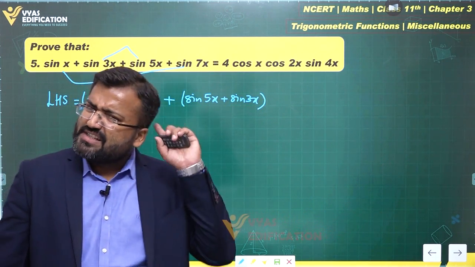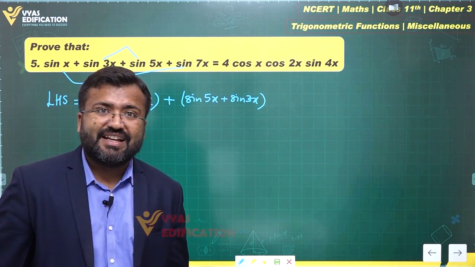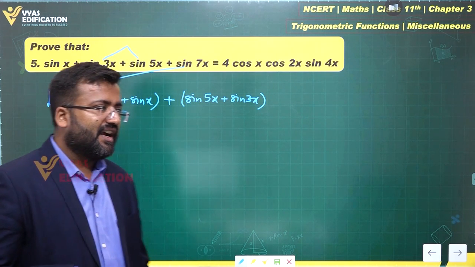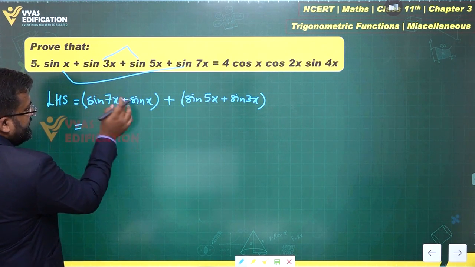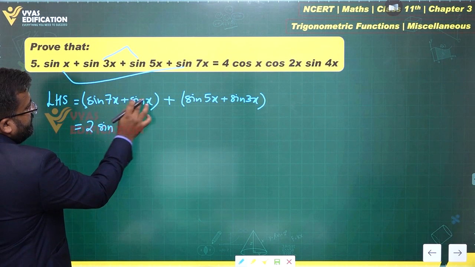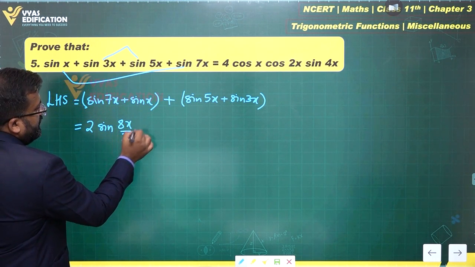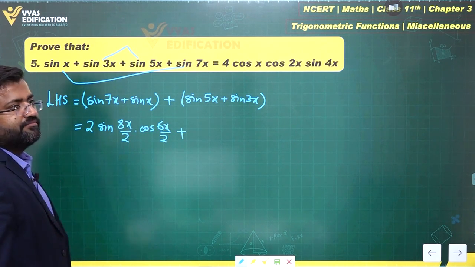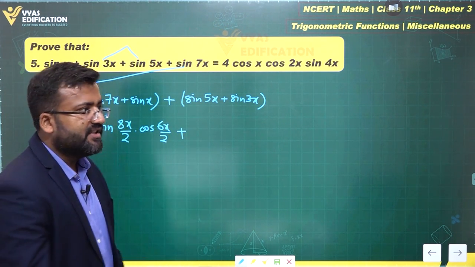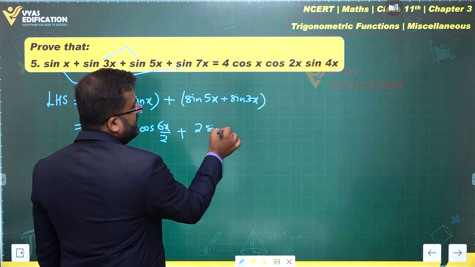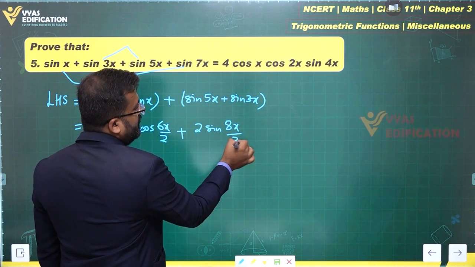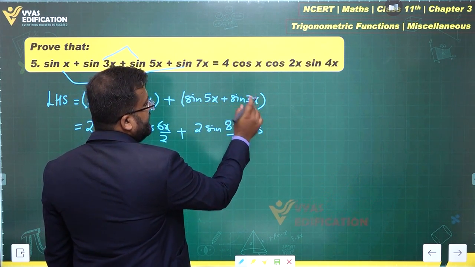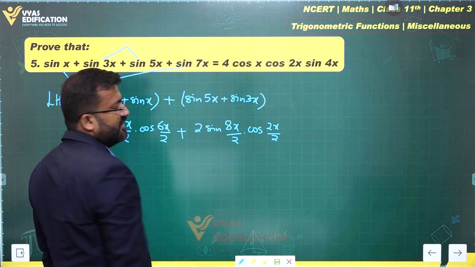And what is sin c plus sin d equal to? Sin c plus sin d is 2 sin of c plus d by 2 cos of c minus d by 2. Remember that. Plus the other term. Once again we have a sin c plus sin d, which is 2 sin of c plus d by 2 and cos of c minus d by 2.